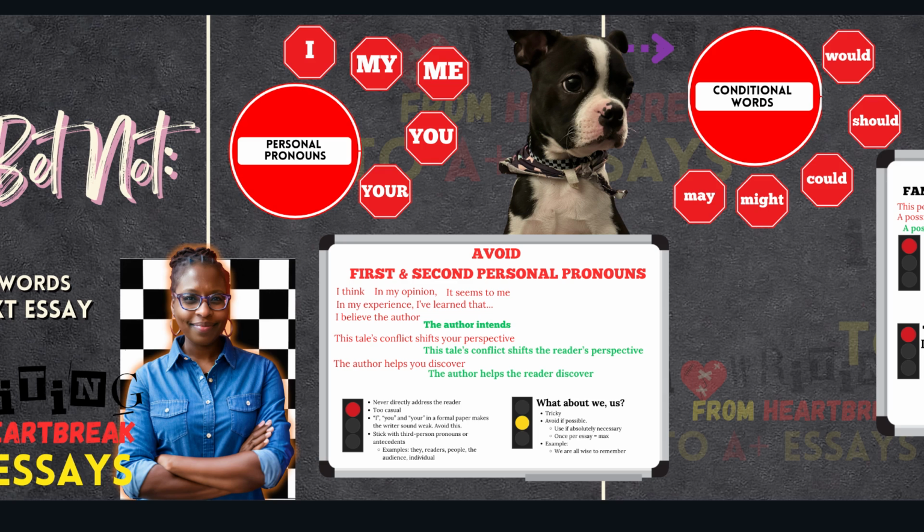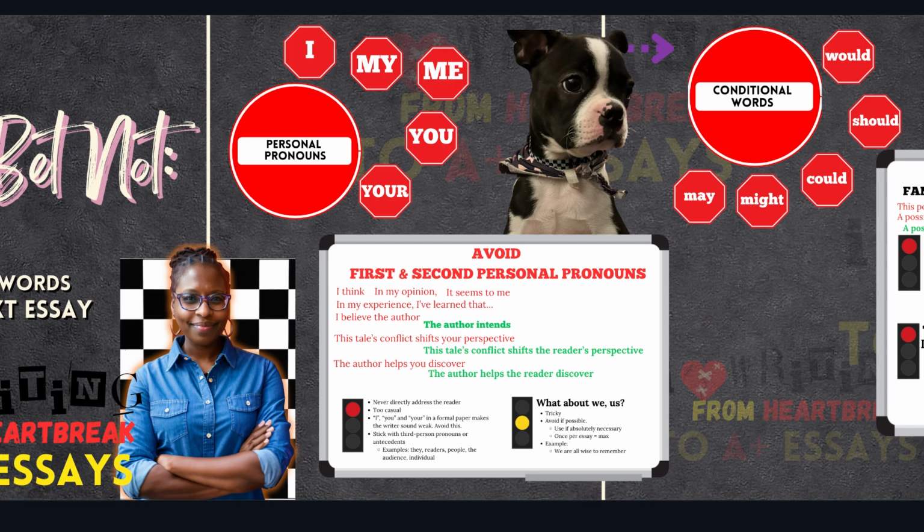Also, using first and second person pronouns is a little too casual. I, you, your, me, my in a formal paper makes you sound weak. And with a lot of these 15 words, I'm trying to avoid you sounding weak and timid in your writing. Instead, you want to stick with third person pronouns like they, readers, people, the audience, individuals. Those are good pronouns that sound formal, sound academic, sound certain, and lastly, sound strong.